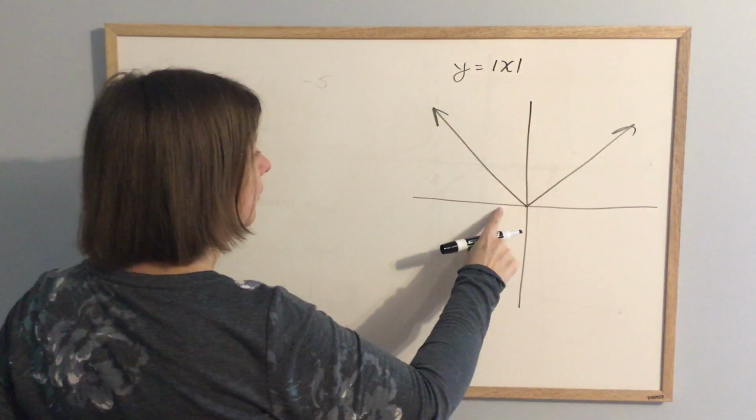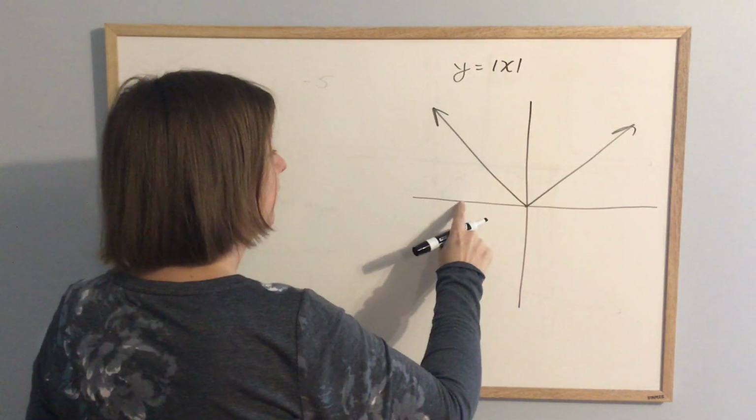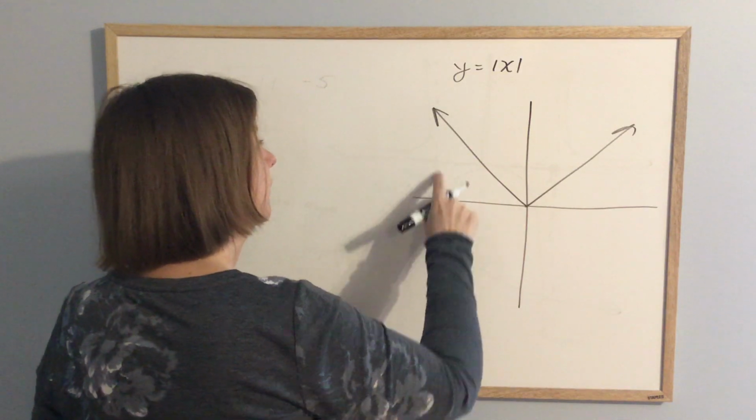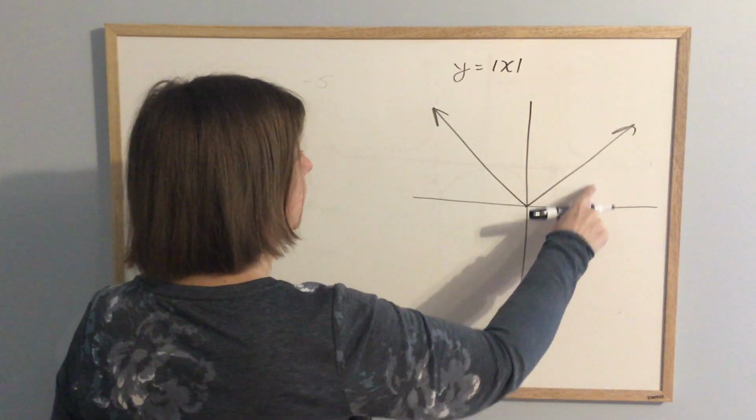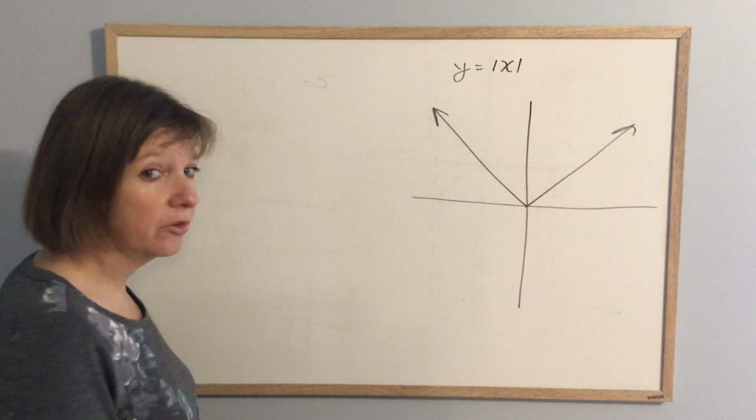Because if x is -1, y is 1. If x is -2, y is 2. If x is -3, y is 3. If x is +1, y is 1. If x is +2, y is 2. So it's just a v.